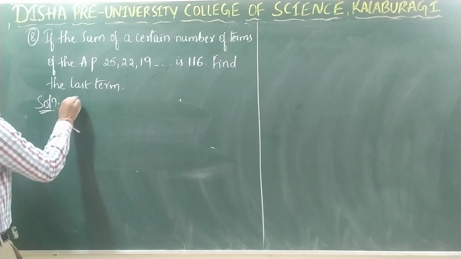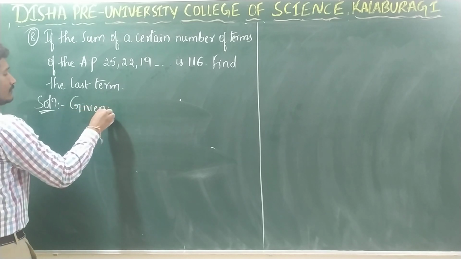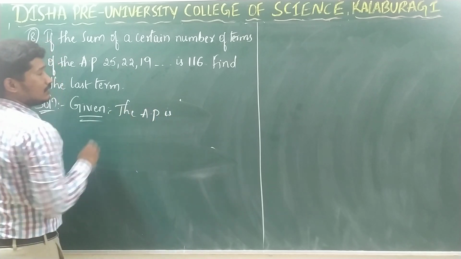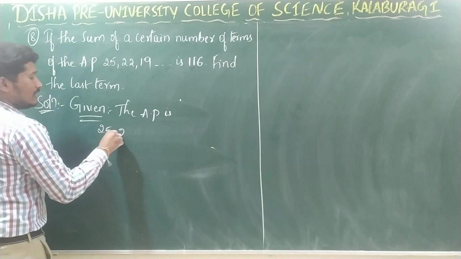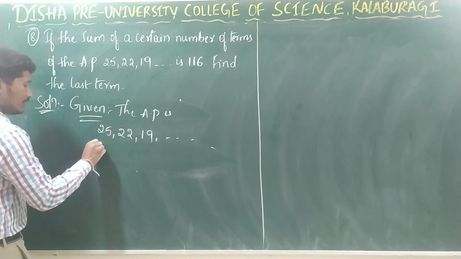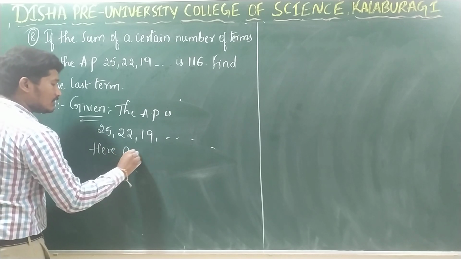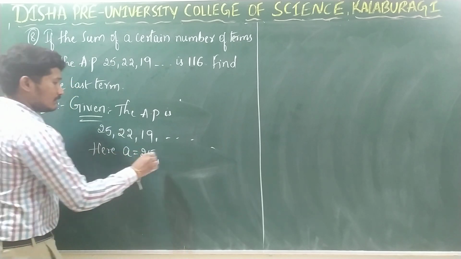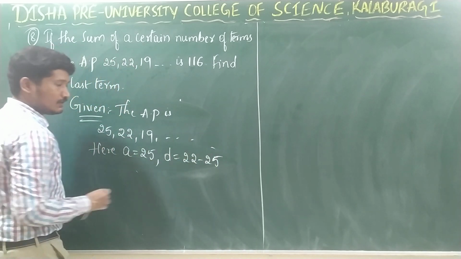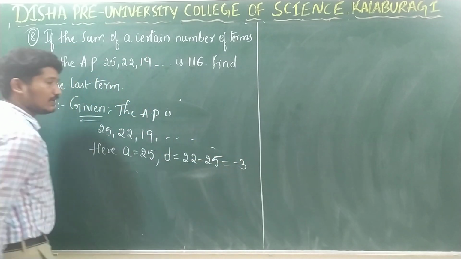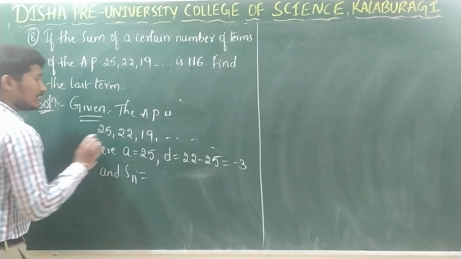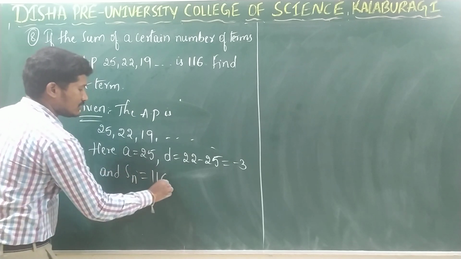See, first let us write the given terms. So what is given? The arithmetic progression is given. The AP is 25, 22, 19 and so on. Right? So here the first term is 25. The common difference will be A2 minus A1, so this will be minus 3. Right? And we are also given that Sn is equal to 116.